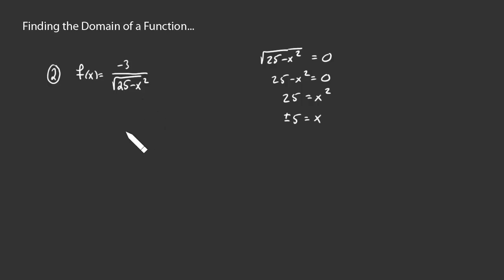But additionally, I want this expression to be a real value, which means I can't have square roots of negatives, which means this piece under the radical, 25 minus x squared, that had better be greater than or equal to 0. Now notice I'm only going to write greater than 0 because I've already dealt with what happens when it equals 0 here.